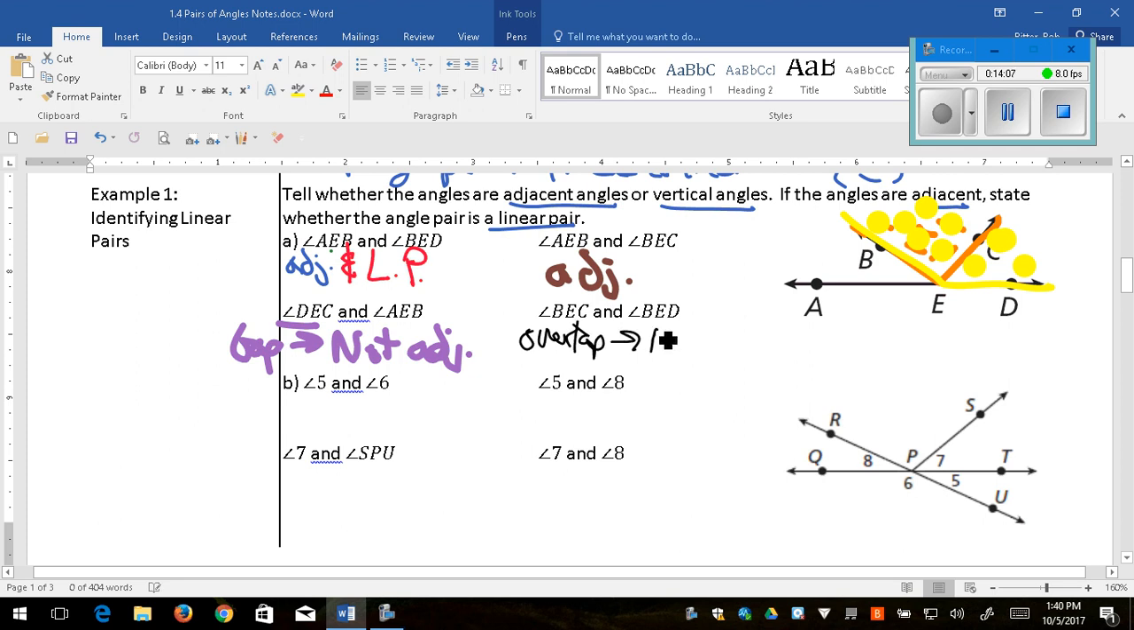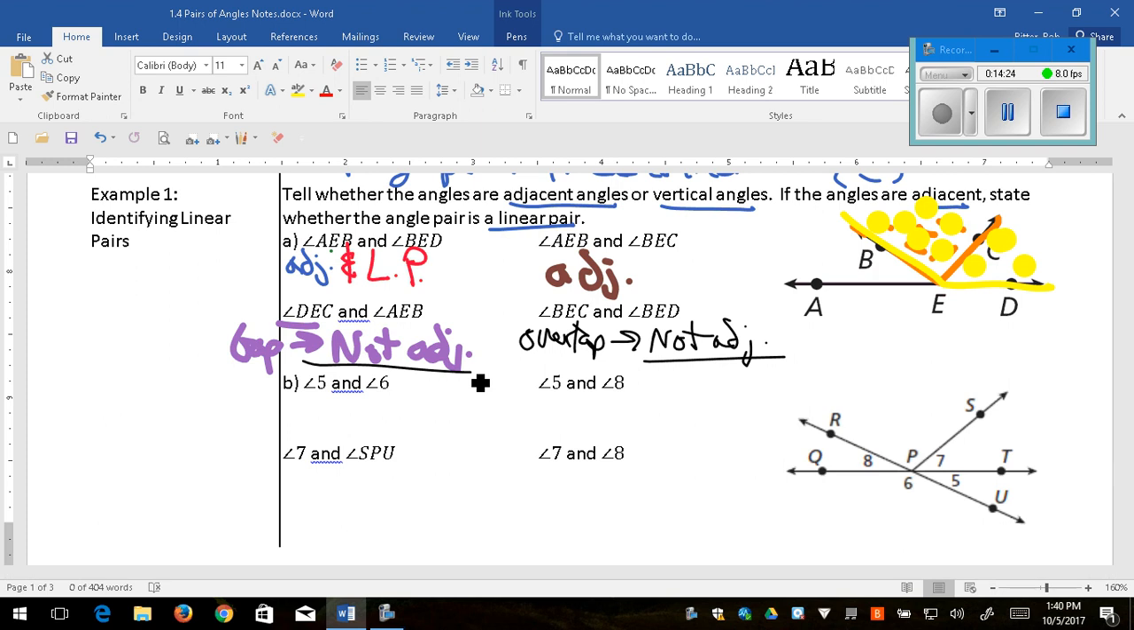Because these are actually overlapping angles, these are not adjacent angles. Since they're not adjacent, even if they did form a linear pair, it wouldn't matter. They're not adjacent. Even if it made a straight angle, they would not be a linear pair, kind of like the last example too. Even though the bottom was a line, they're not actually adjacent, so they don't give you the full straight angle. It has a gap or a chunk missing.